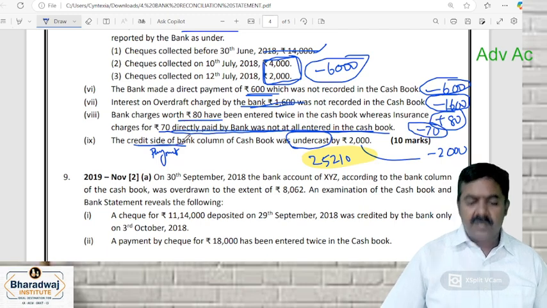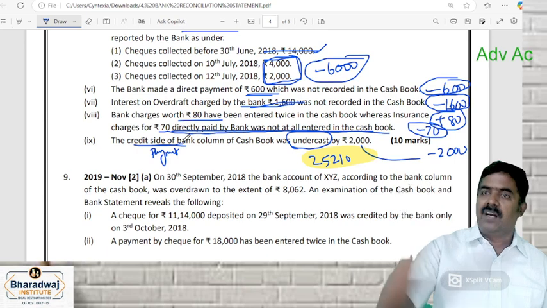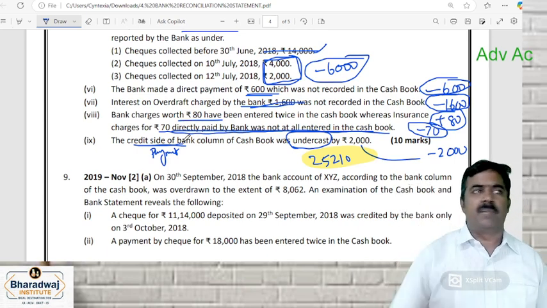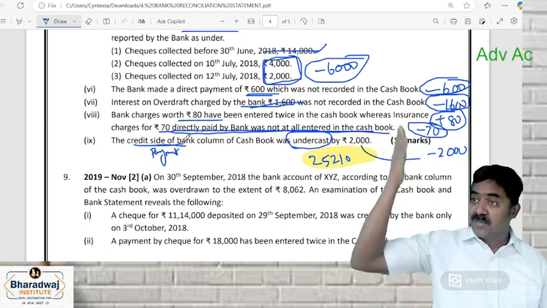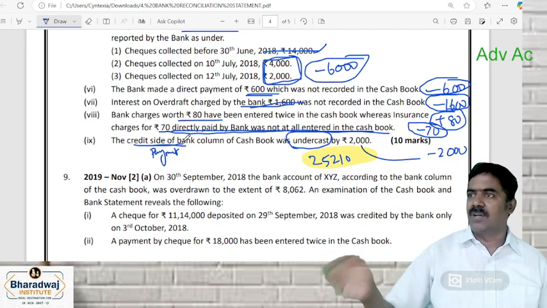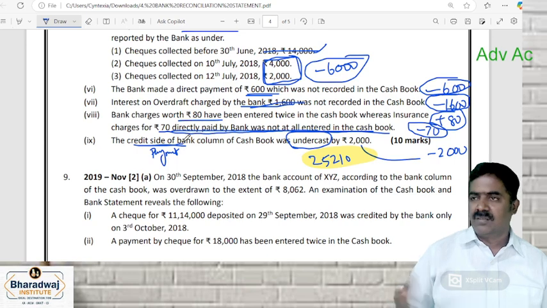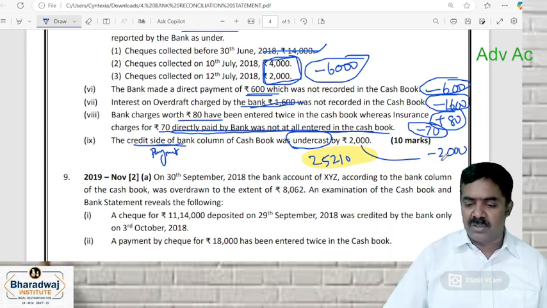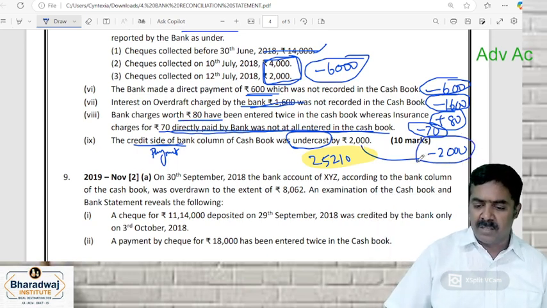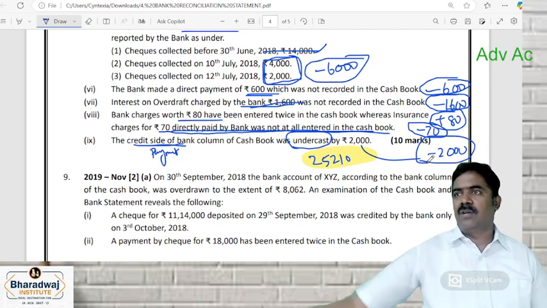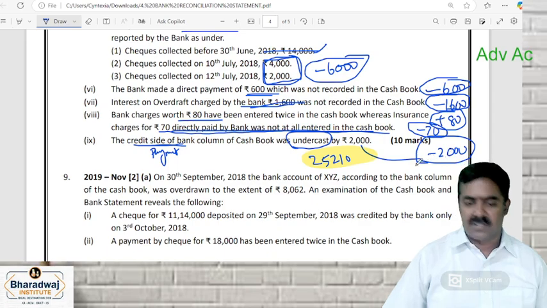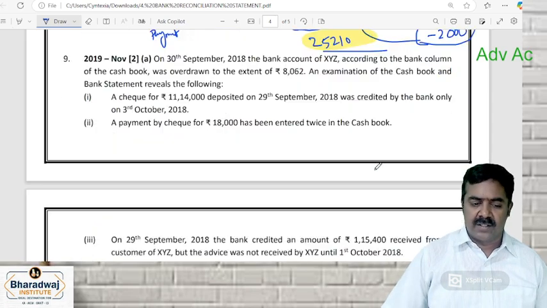Credit side na, payment side la cash book la kammiya entry பண்ணிருக்காங்க. Cash book balance will be more. Payment side la kammiya போட்டா cash book balance will be more. We should also add it. Bank balance, we should also add it. But OD is a starting point, minus 2,000. According to the customer, we adjust. So 25,210.